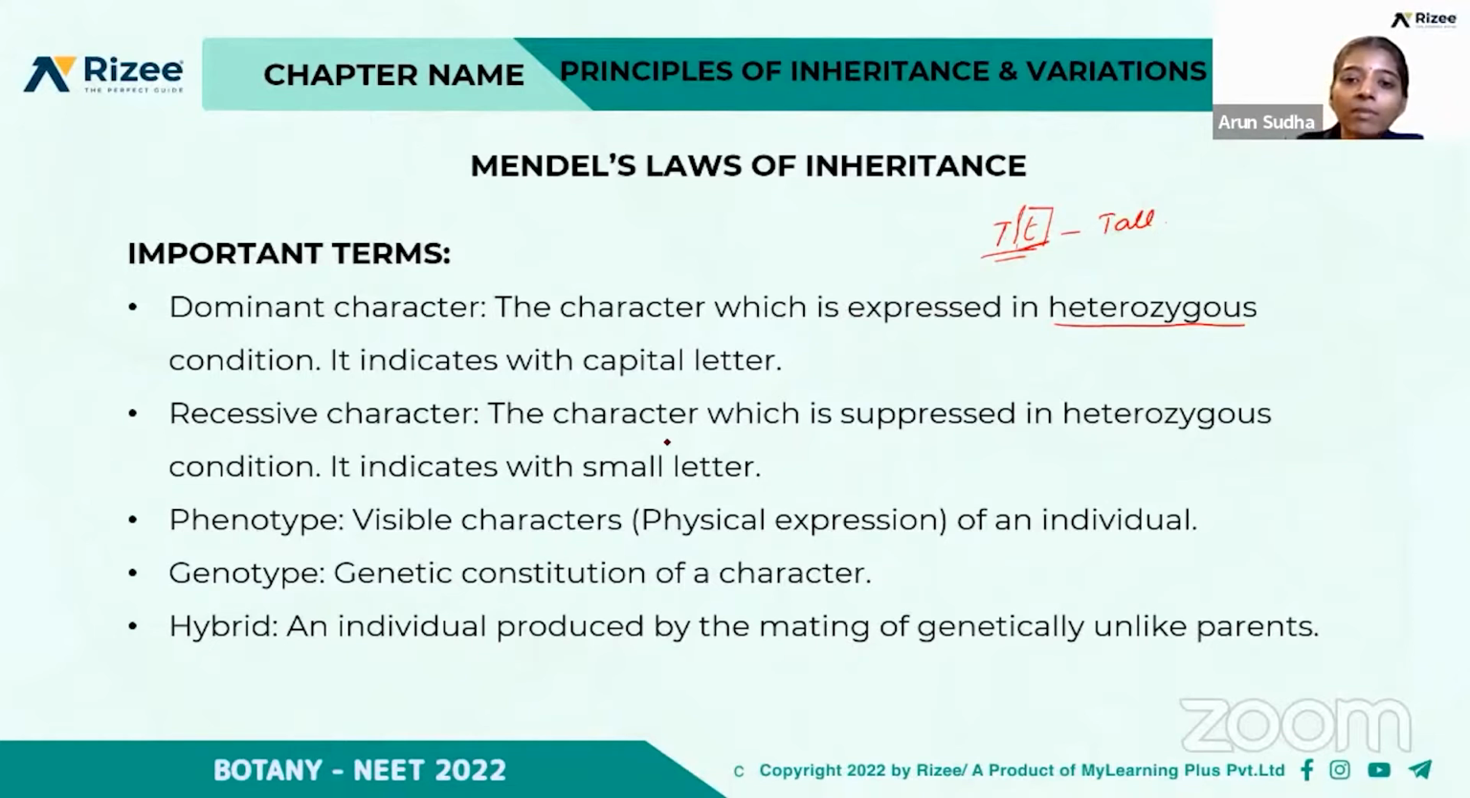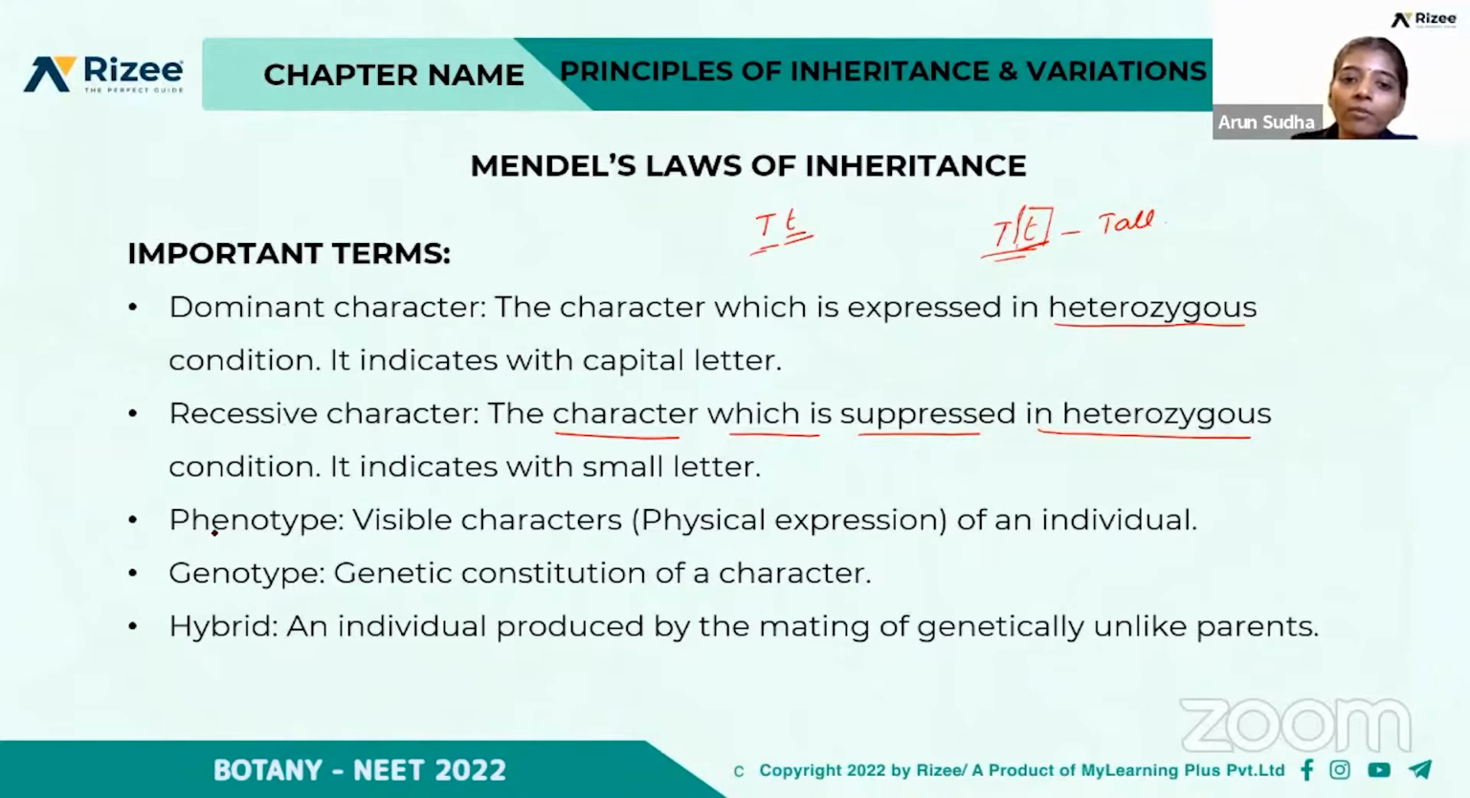And what is a recessive character? The character which is suppressed in heterozygous condition, and it is represented by a small letter. So in this case, if you take Tt, the dwarf character is suppressed. So this is the recessive character. Only the tall character is expressed, right? So the character which is suppressed in the heterozygous condition is called the recessive character.